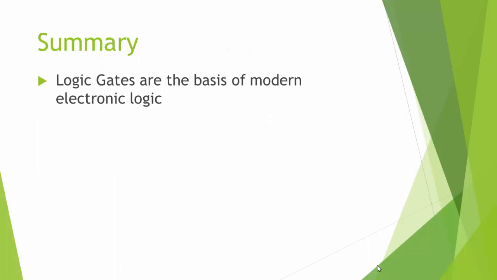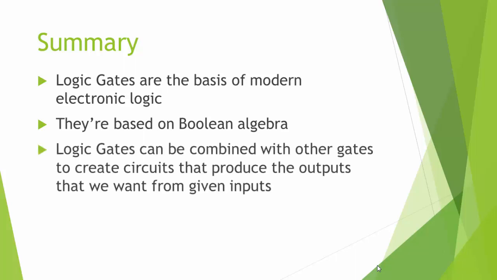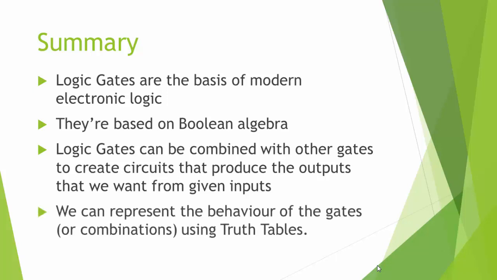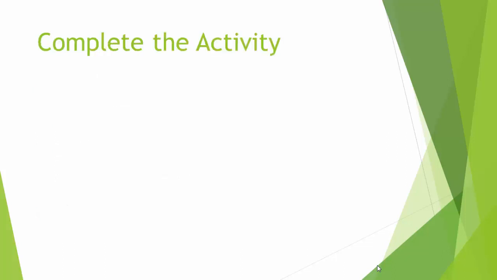Okay, let's sum up. Logic gates are the basis of the modern electronic logic that we see in so many devices today. They're based on the idea of Boolean algebra. Logic gates form the basis of things like a CPU, these huge processors we use. However, they can be combined with other gates to create circuits that produce logical outputs without needing to write computer programs. We can represent the behavior of these gates using truth tables or using Boolean expressions that we'll get into later.